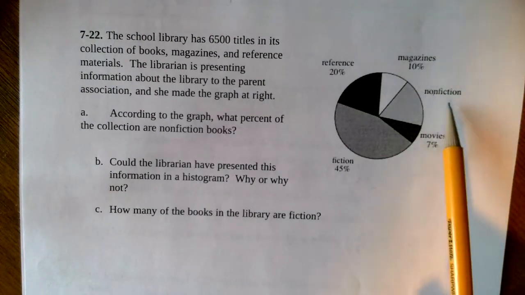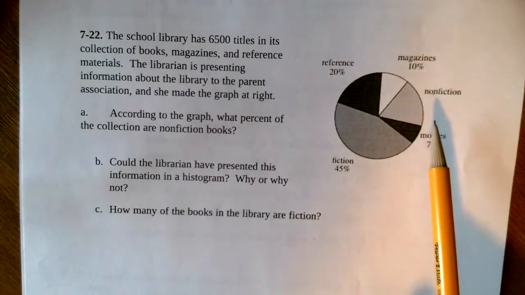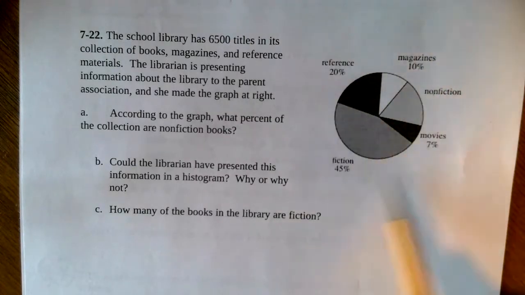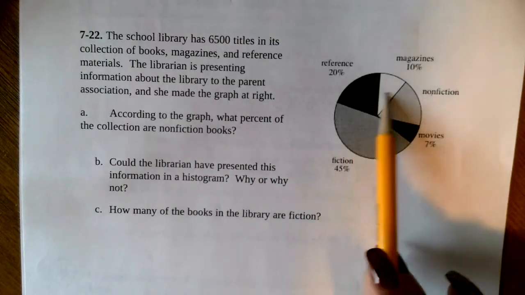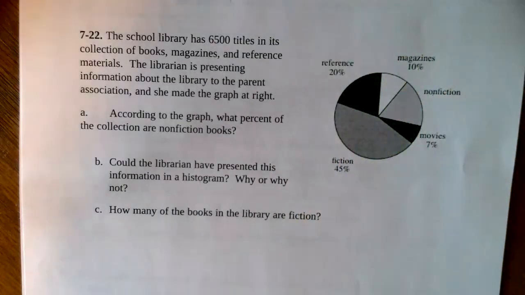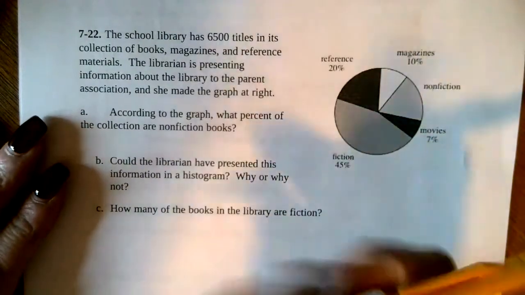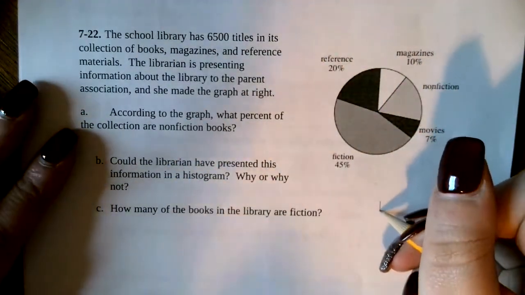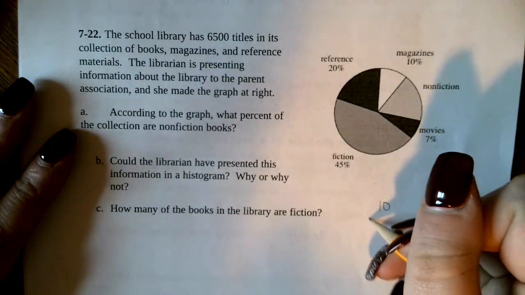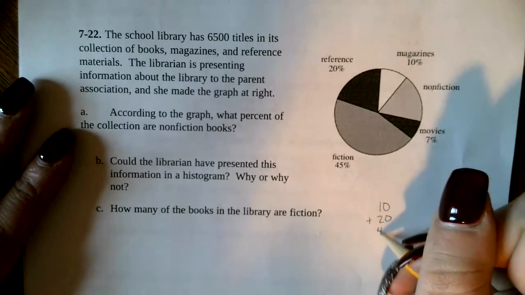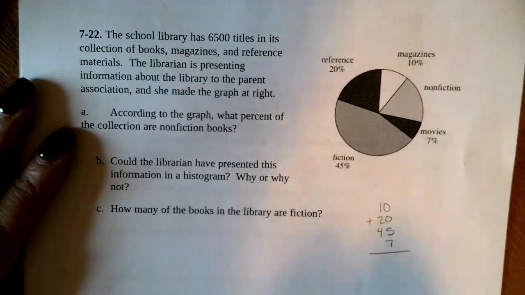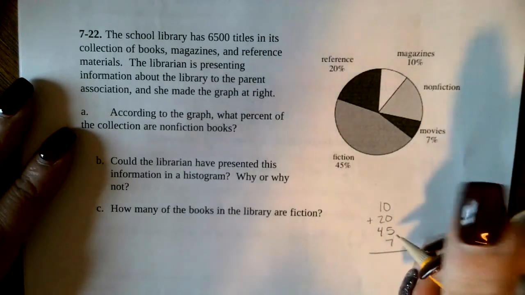Well, just like maybe you remember from this one or the previous one, where we had to figure out a missing amount out of 100%, we have to do the same thing. We're going to figure out how much it is for all of this, and then we can subtract from that 100. I'm just going to do this off to the side. So 10 plus 20 plus 45 plus 7 is the math that I'm doing to add up all of that.